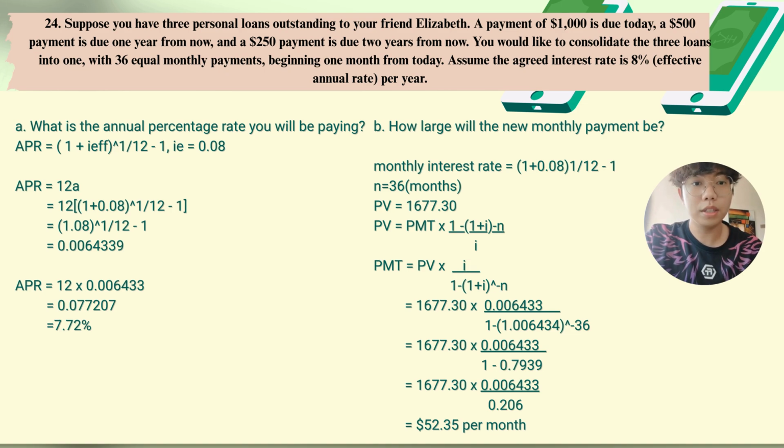For A, the formula is APR equals (1 plus the effective annual interest rate)... The annual percentage rate represents the total cost of borrowing on an annual basis expressed as a percentage. It includes the interest rate, fees, and any other charges associated with the loan. In this case, we are calculating the APR based on the effective annual interest rate of 8%. This gives us a clear understanding of the total cost of the loan over a year.